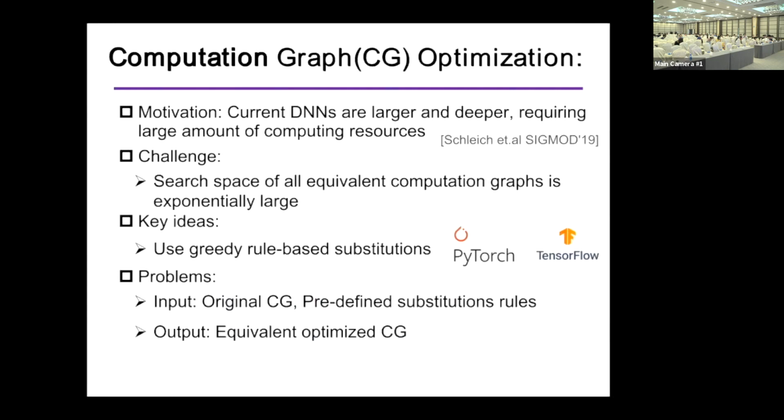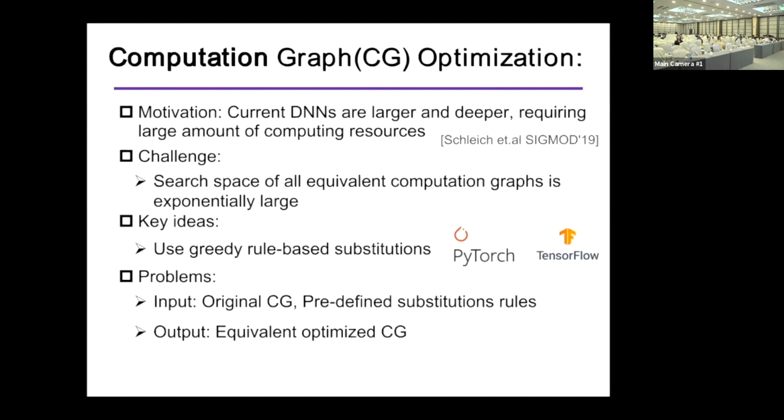Existing deep learning frameworks like TensorFlow and PyTorch optimize an input graph by performing greedy rule-based substitution on it. Each substitution replaces a subgraph matching a specific pattern with a new subgraph that is equivalent to the original one. For example, operator fusion integrates multiple operations into a single one, which removes the intermediate results. The main challenge of the computation graph is that the search space of all equivalent computation graphs is exponentially large, which brings huge costs and requires higher search efficiency.